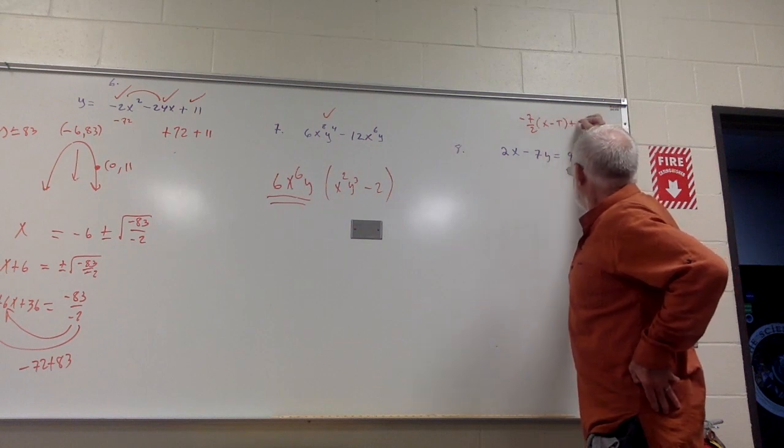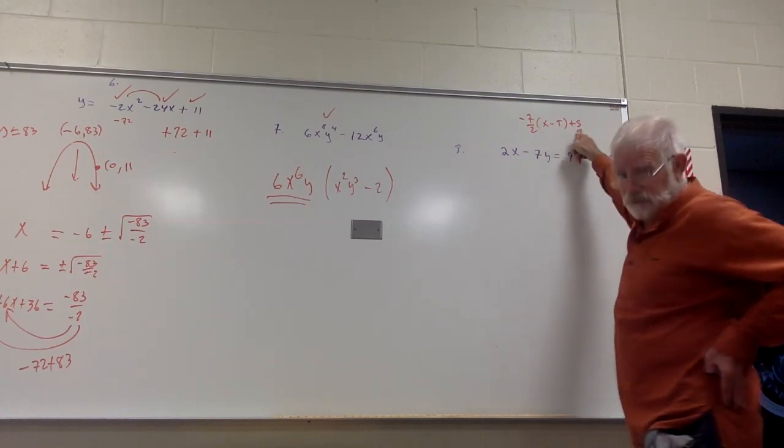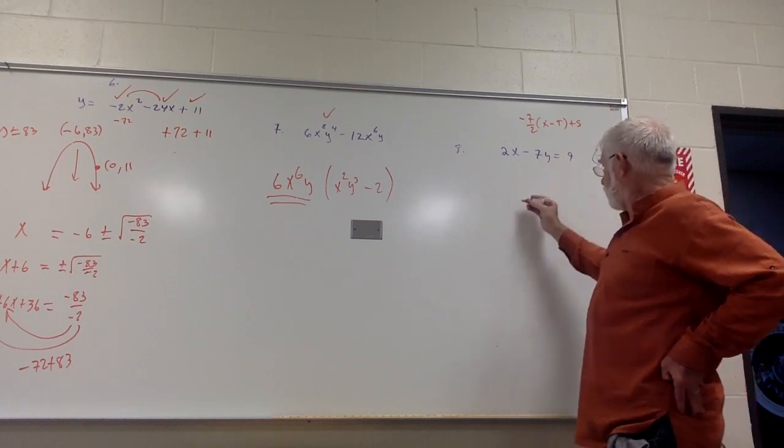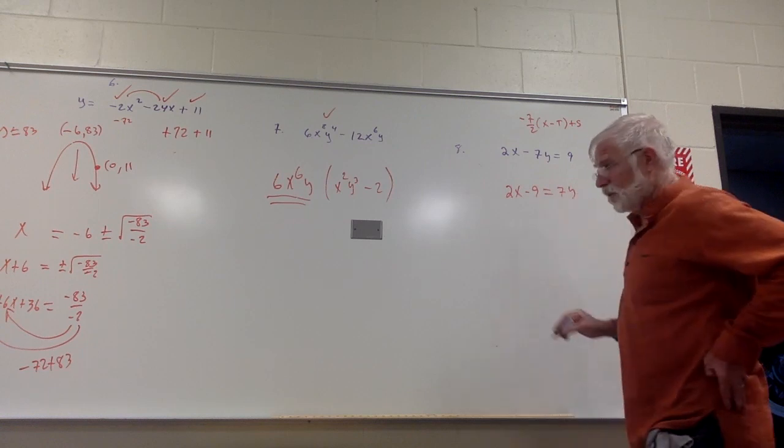x minus t plus f. Temerity, that's a bold t, by the way, very bold t. And I don't think you can write that more succinctly. It's pretty concise right there. So where did it come from? Well, 2x minus 9 equals 7y. I won't take any shortcuts.